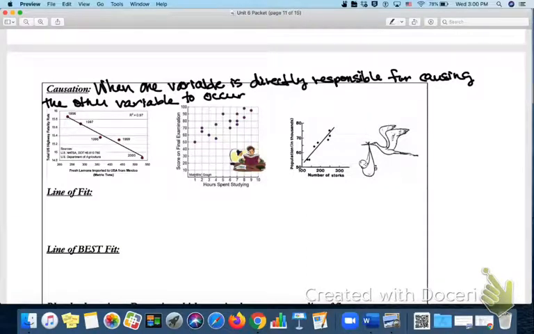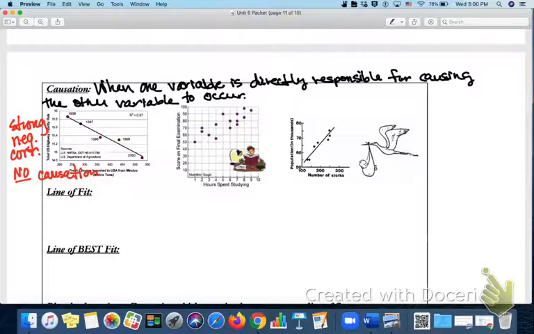Fresh lemons imported to the United States from Mexico and total U.S. highway fatality rate. Okay? The number of lemons that we import has nothing to do with highway fatality rate. There is no causation. Lemons don't cause fatality rate. There is a correlation, okay? There's a strong negative correlation. It's going down from left to right. So we can have a negative correlation but no causation on the first example.